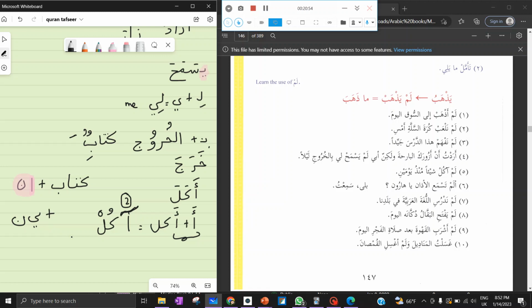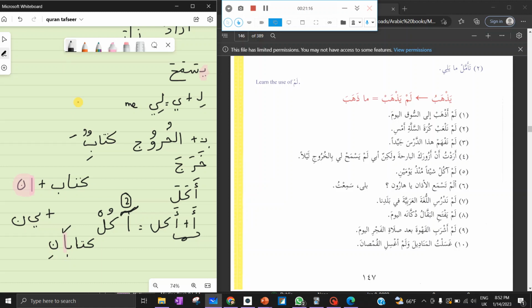So my muthanna kitab in marfu case will be kitabani: kitab, ba, alif and noon. So it looks like this, kitabani. This alif shows it is in muthanna marfu case.